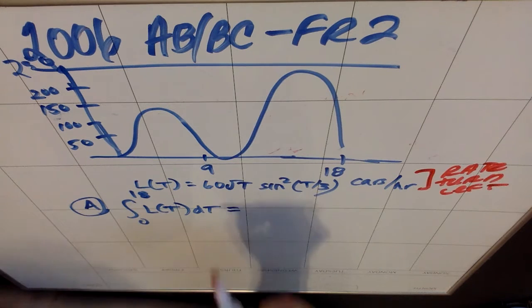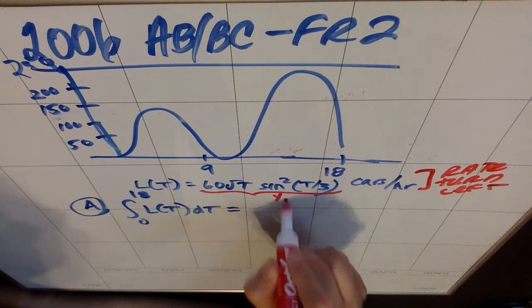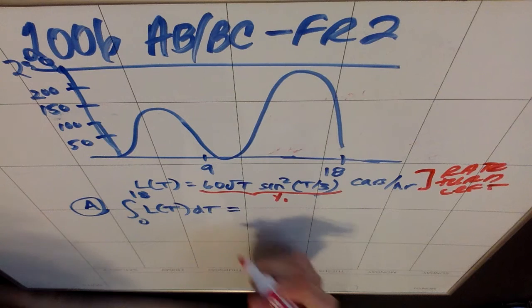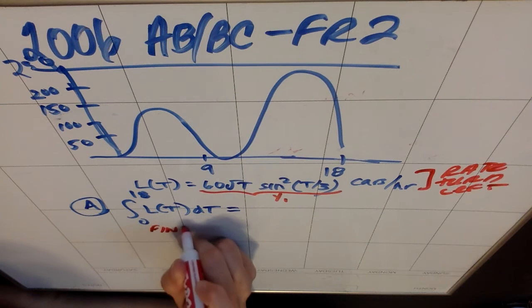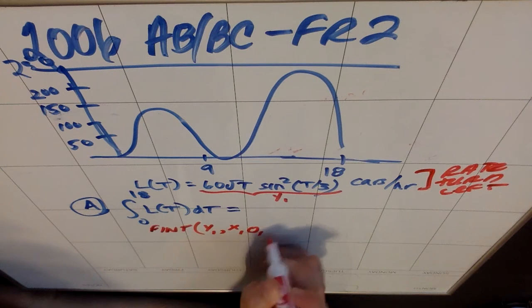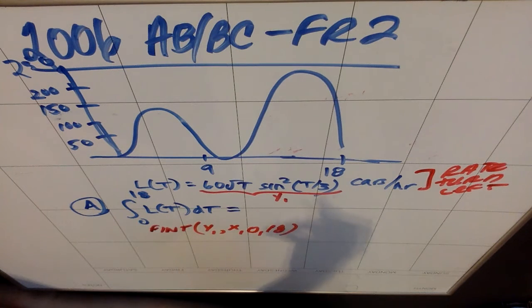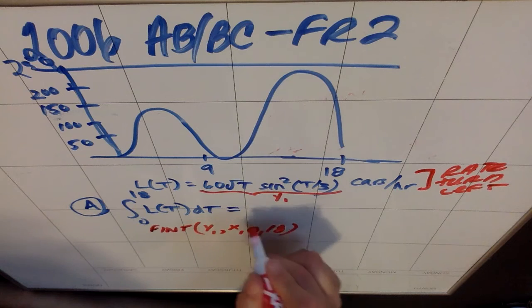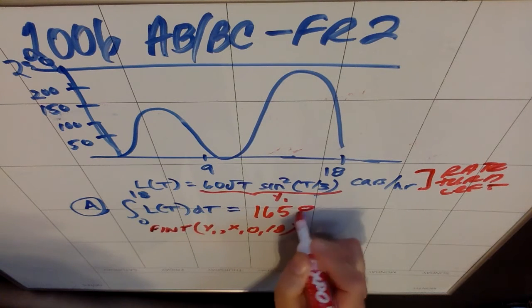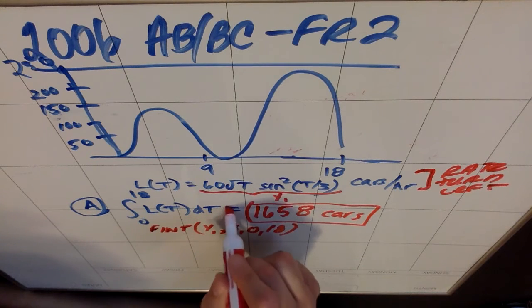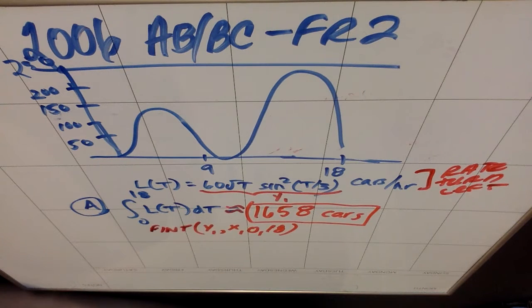So I'm going to type this in as my y1, but I'm going to use x's. What I'm going to do is function integrate, which is math 9, y1 with respect to x from 0 to 18. And when I do that, I'm going to get a number that has a decimal, but they said specifically round to the nearest whole number, and the nearest whole number is 1658 cars.